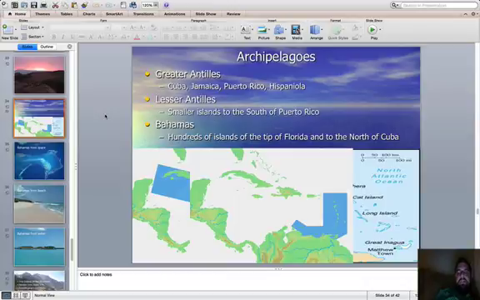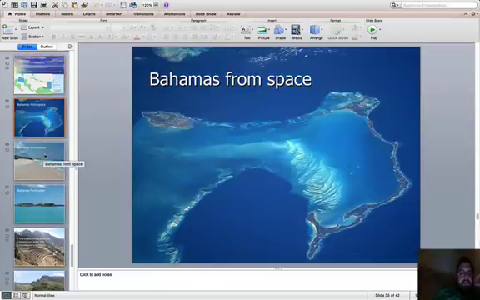Then the Lesser Antilles is your smaller islands that are pretty much on the border of the Atlantic Ocean and the Caribbean Sea. Now, these you don't need to know for the map quiz. I'm not going to ask you about like St. Kitts and St. Lucia and stuff like that. Then the Bahamas, which is, of course, the island group off the coast of Florida and north of Cuba, that is up there. So that's your three main archipelagos. So there's Bahamas from space.